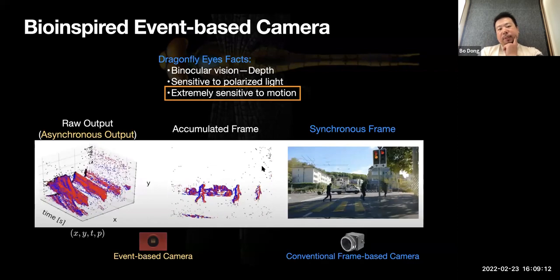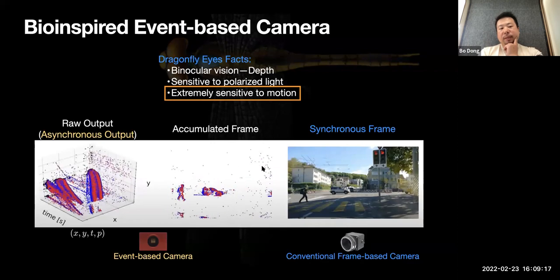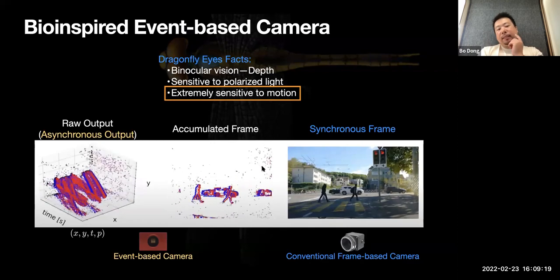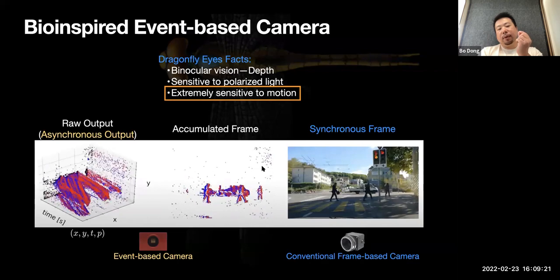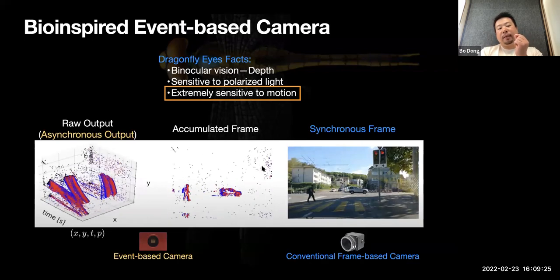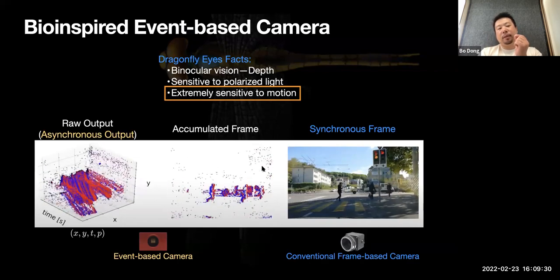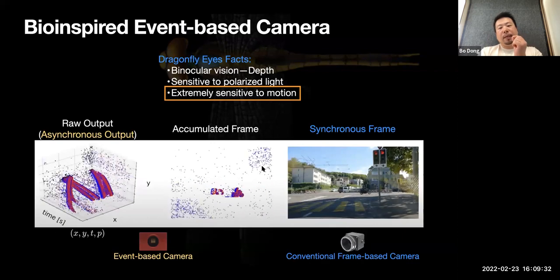An event-based camera is a pretty interesting sensor. What they do is sense the light changes in log scale. Once the change in log scale is over a threshold, it will trigger an event. And this event is asynchronous. So it means as long as the event is triggered, it will output.